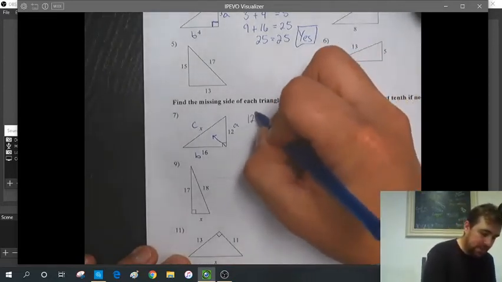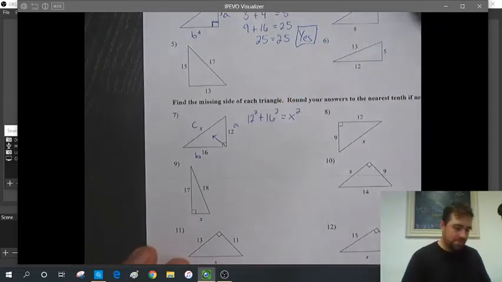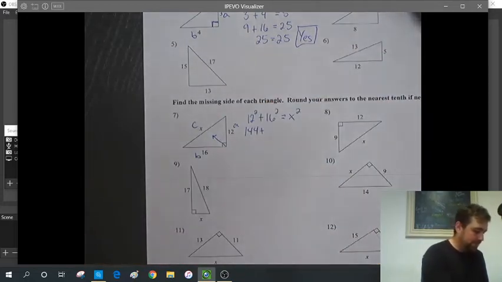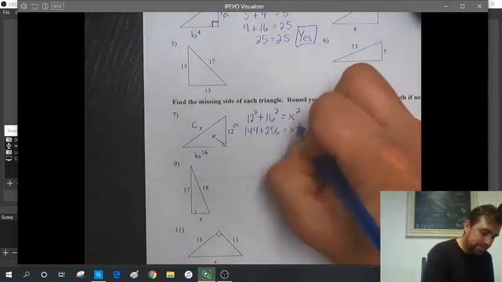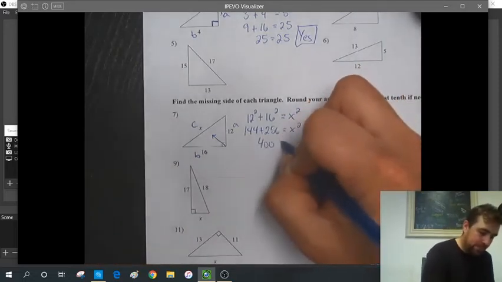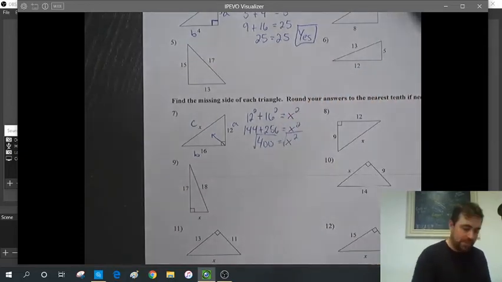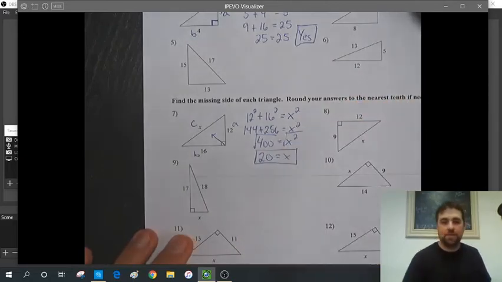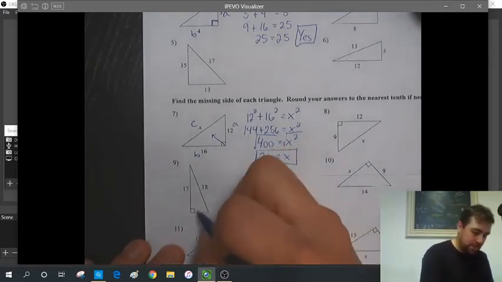So 12 squared plus 16 squared would equal x squared. 144 plus 256 equals x squared. So in this case, 400 equals x squared. Take the square root of both sides, and for this triangle, x is going to be equal to 20. Okay, one more example there.